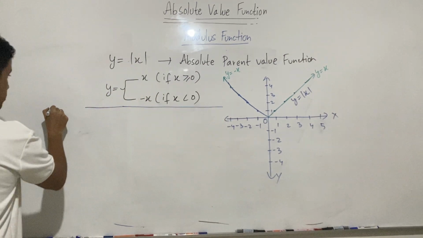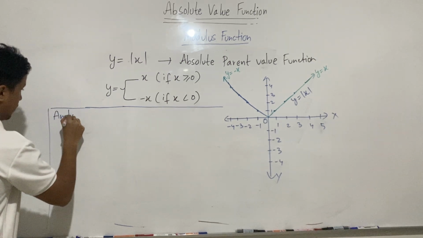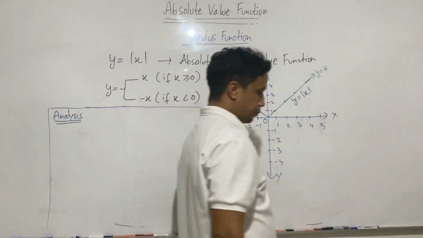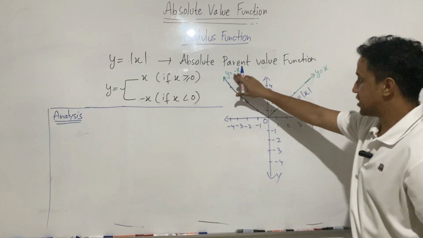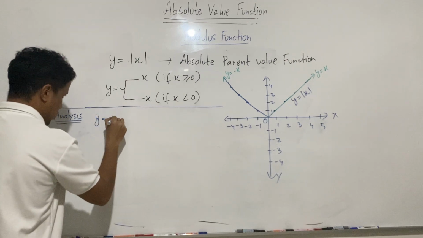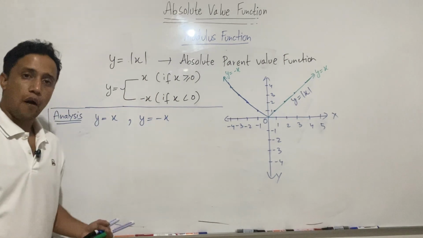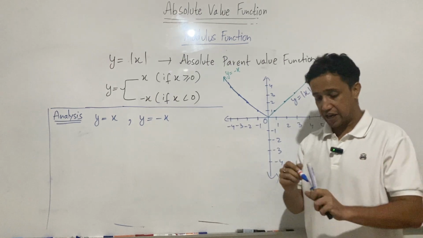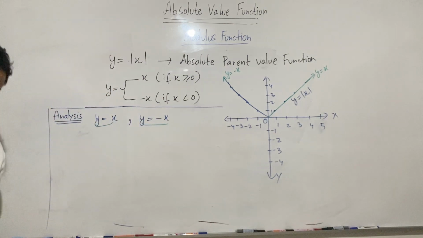Okay, the analysis part starts from here. We are going to analyze this graph. Now, this y equals x, y equals negative x. Let me write this: y equals x, y equals negative x. These are all equations of a straight line. Both these equations are equations of a straight line.